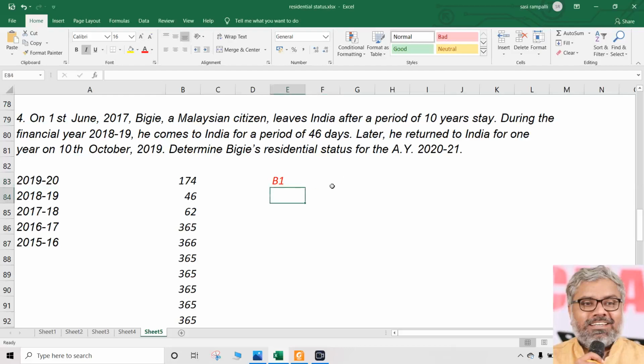Next, basic condition number 2. That has to be checked also. What is that to be checked?